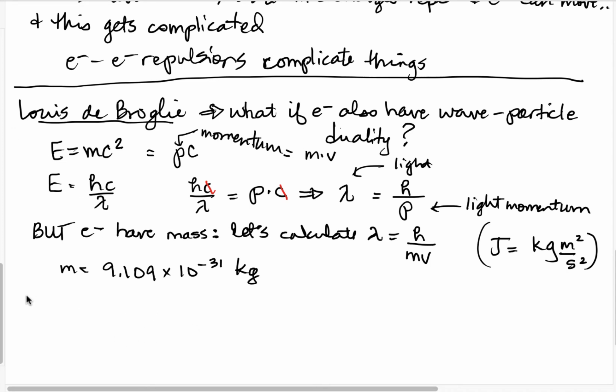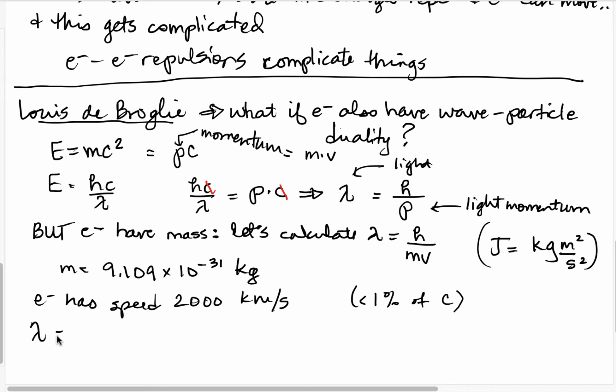All right, so let's say, what if the electron has a speed of about maybe 2,000 kilometers per second. This is a reasonable speed. They can go faster than this too, but it's quite a bit slower than the speed of light. It's like less than 1% of the speed of light, just for context. So let's calculate the wavelength.